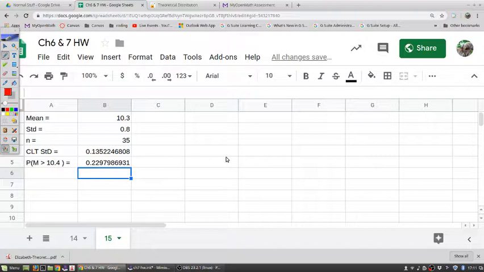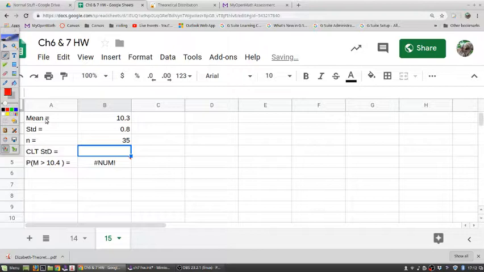So first, the spreadsheet. In my spreadsheet, I want to make a note. I have a mean here, 10.3 inches, standard deviation of 0.8 inches, and a sample size of 35. And then I want to calculate the central limit theorem version of the standard deviation. The central limit theorem says always grab the standard deviation of the population divided by the square root of the sample size. So in this case, I'll just go equals, grab that standard deviation, divide by SQRT parentheses for square root, and then grab the sample size, close your parentheses, enter.